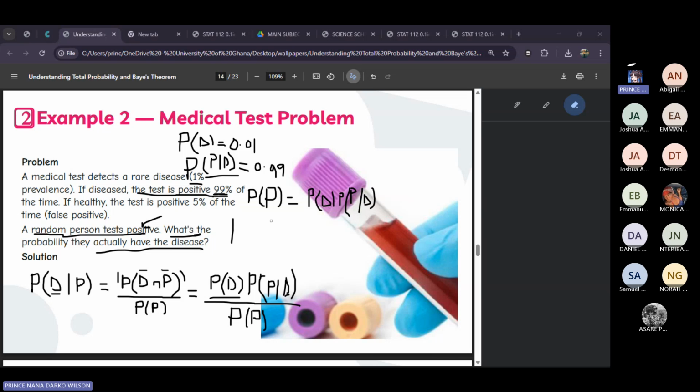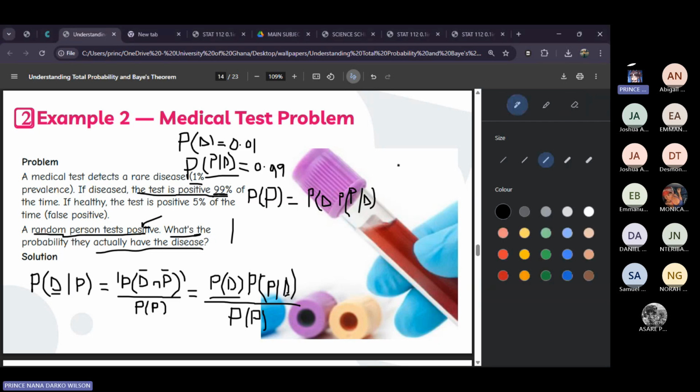Remember that there are two sides of the positive test. You either test positive and have the disease, or test positive and not have the disease. Therefore, the probability of positive is going to be the probability of having the disease and testing positive. That's what we have here. And we add that to, sorry, the probability of testing positive but not having the disease.